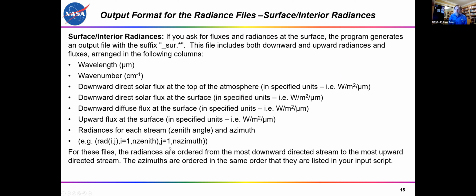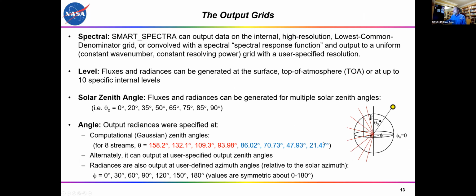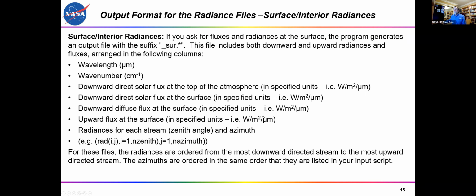If you're at the surface, you might be interested in both the upwelling radiation field and the downwelling radiation field, so the model will print out both. So it basically gives you the full 360-degree radiation field. As shown here, it gives you all of the streams over the full range of zenith angles, and then it gives you the values at each azimuth angle you've asked for at each of those zenith angles. So that's the thing that I included there.